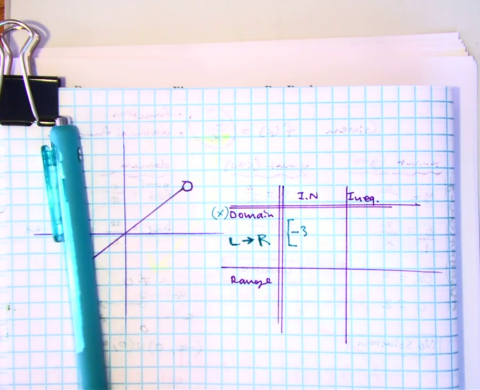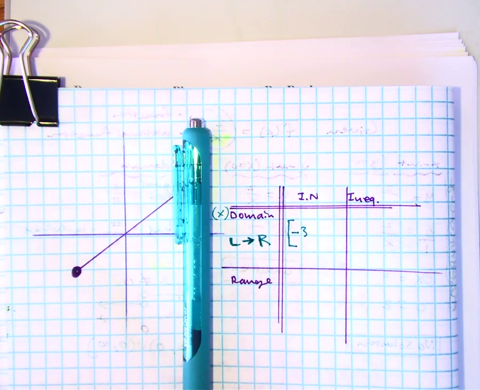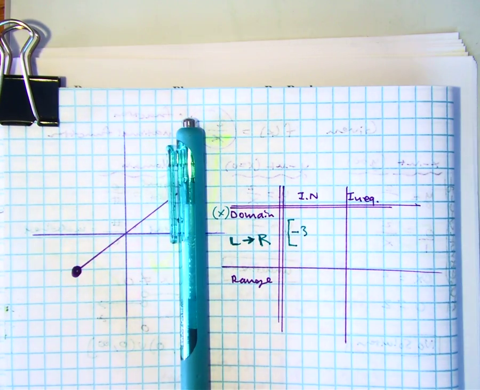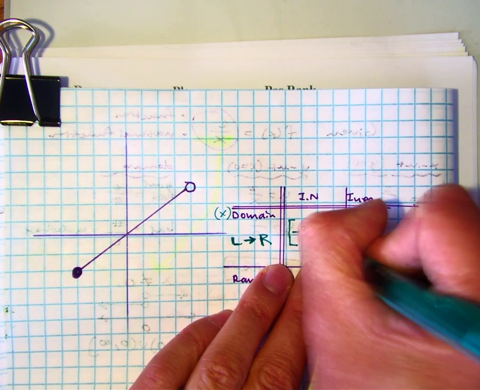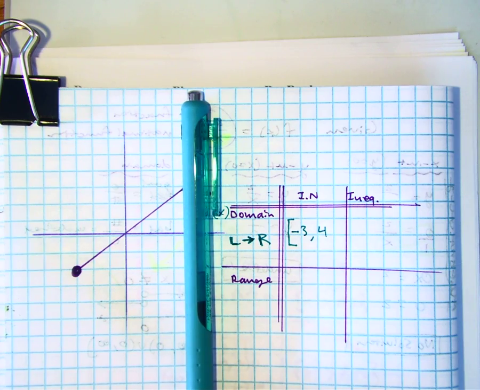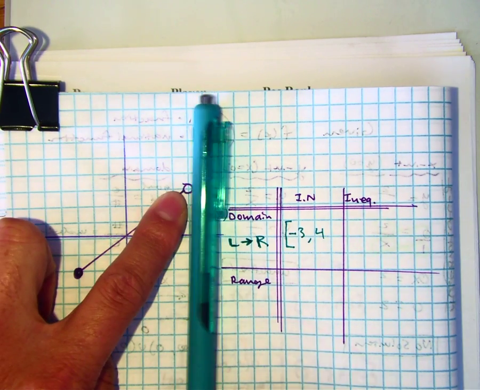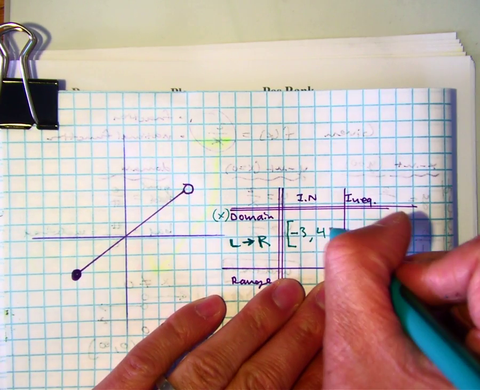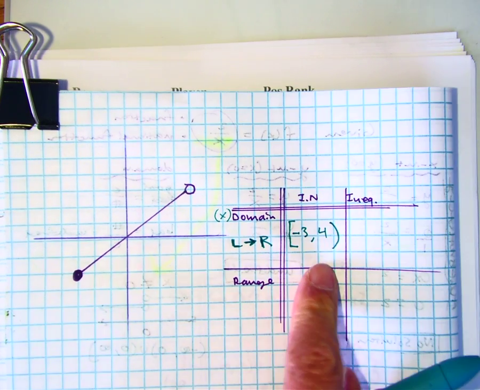And then the last thing you're touching on the x-axis is what? 4. Class, open or closed? Open, parentheses or bracket? Parentheses. Raise your hand if you got that interval notation.